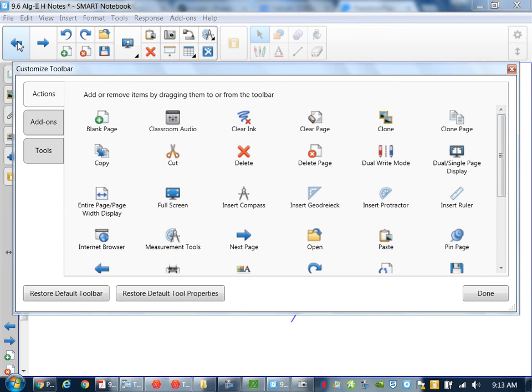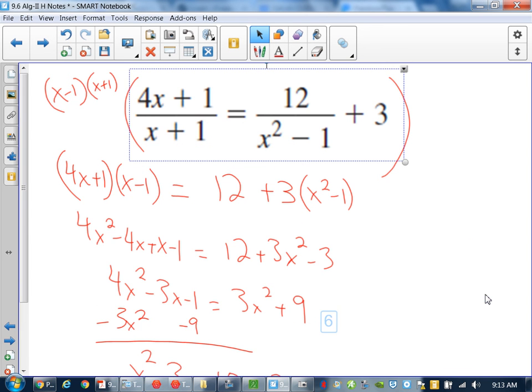I hate the back button. It never works. I really don't have any idea.